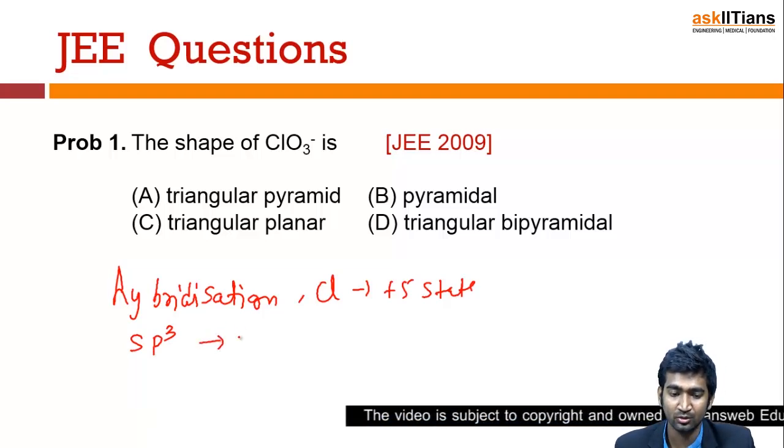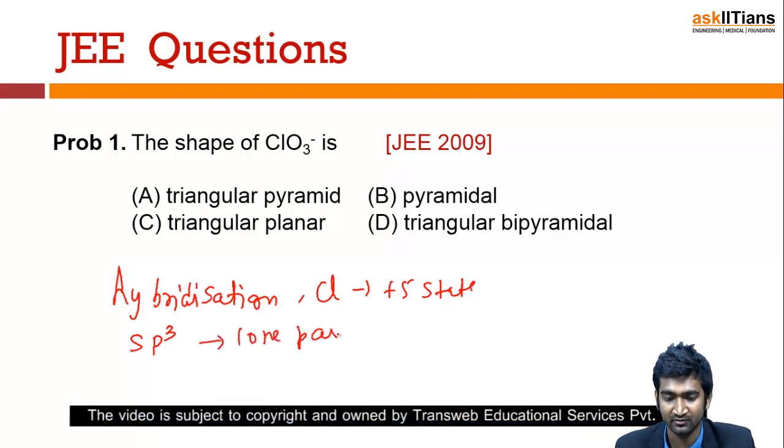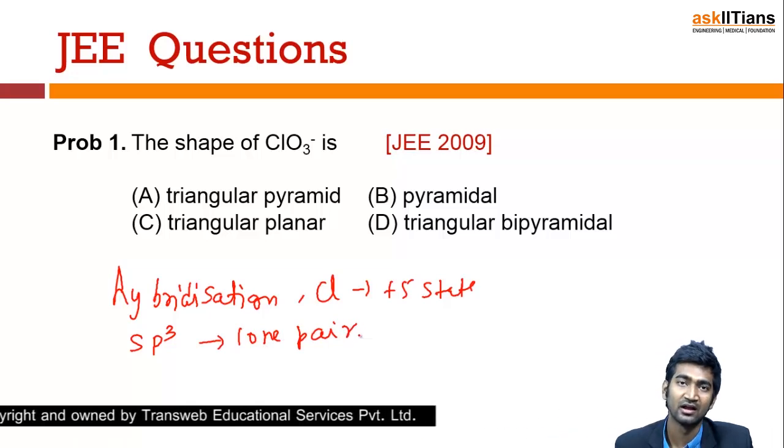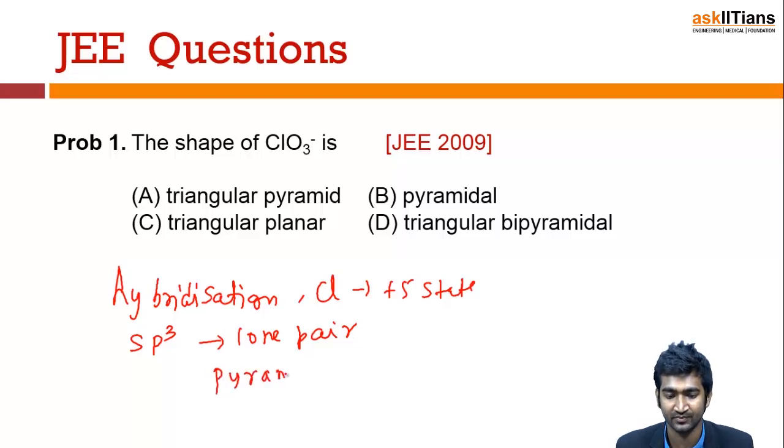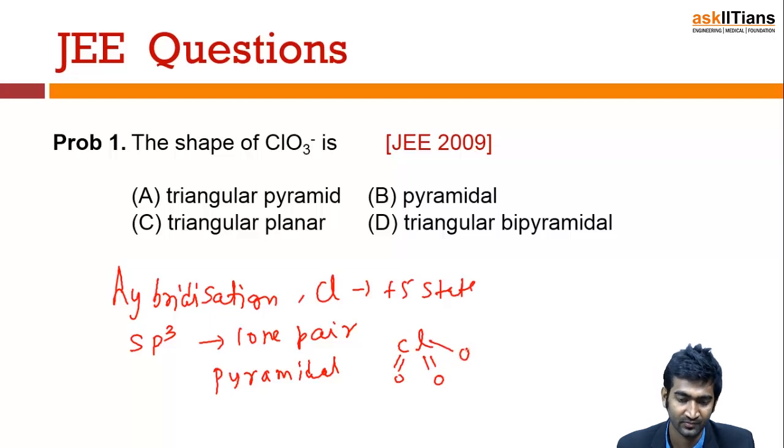but due to the lone pair which is present here, it will be behaving like an irregular tetrahedral shape, right? And that is known as what? That is known as a pyramidal shape, or trigonal pyramidal, which we say. So its shape will be like this. Cl double bond O, single bond O with a negative here. That is your ClO3 negative.